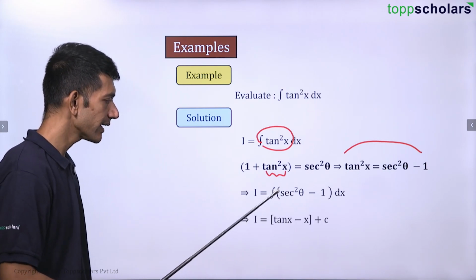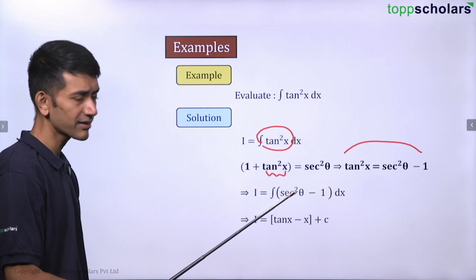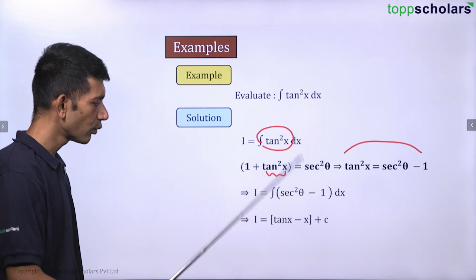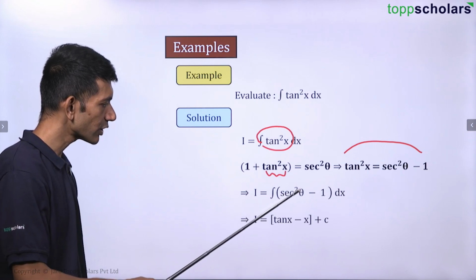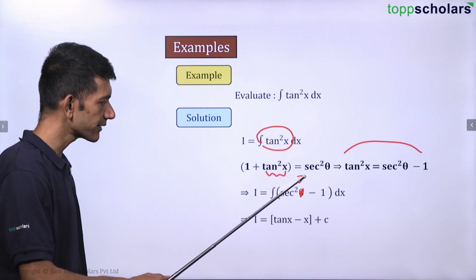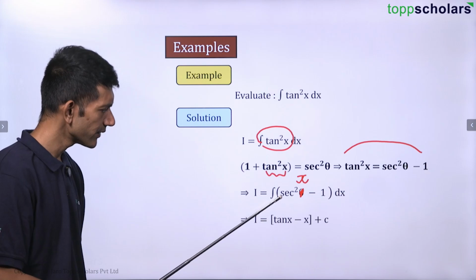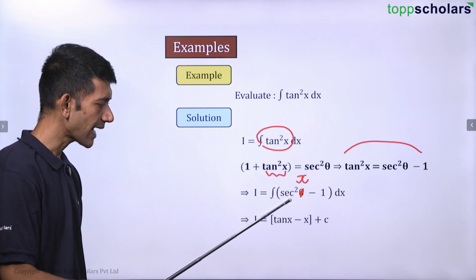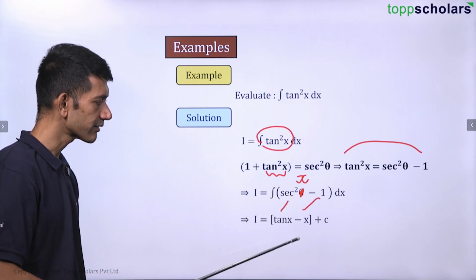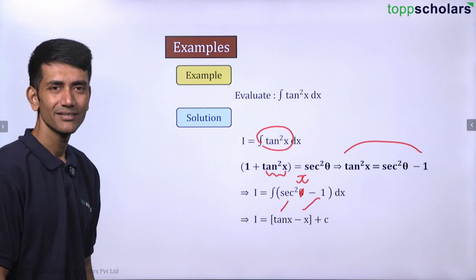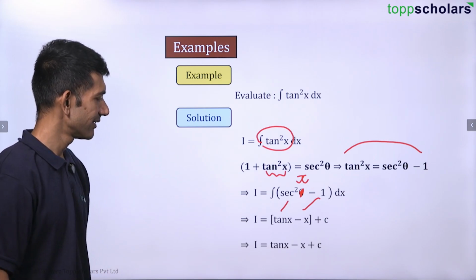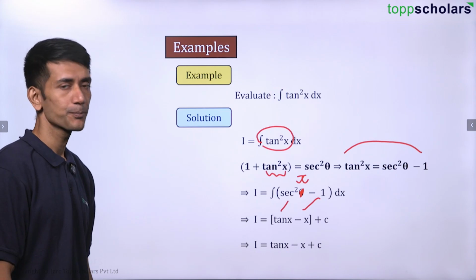Separate as integration of sec square x minus 1. So this becomes x instead of theta. Integration of sec square x is tan x, integration of 1 is x plus c. That's it. Simple. So tan x minus x plus c.